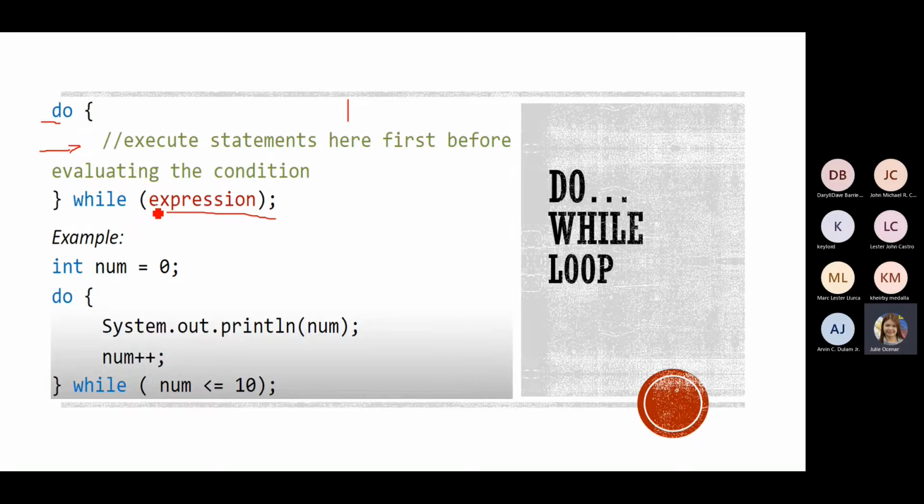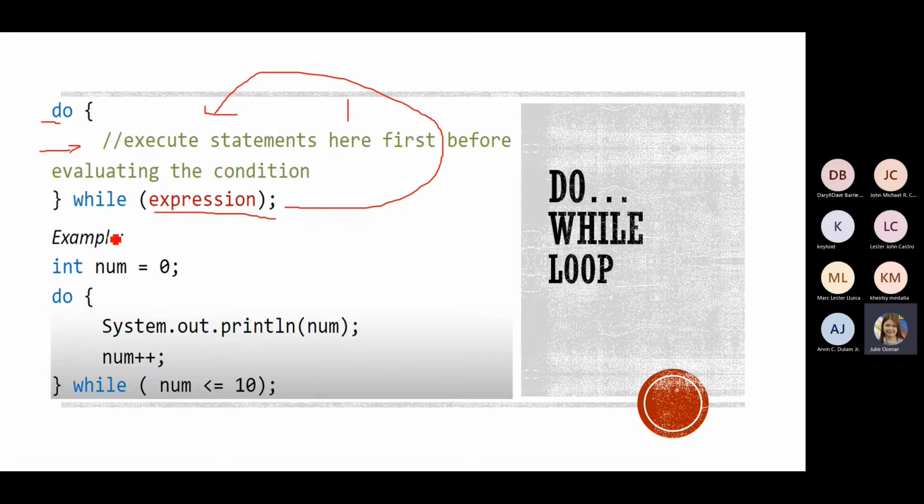So, if the expression evaluates to true, the control jumps back up to the statement. So, like for example, kung true ito, babalik siya dito. Okay? The process repeats until the expression evaluates to false. Pag false na, end of the do-while statement. Okay? So, like for example, this one.